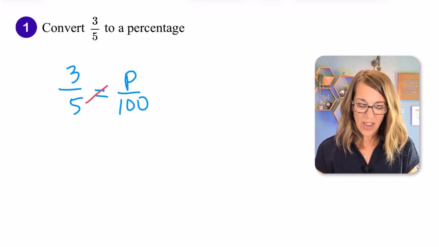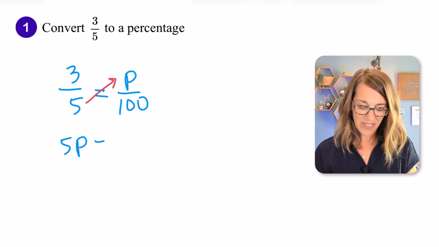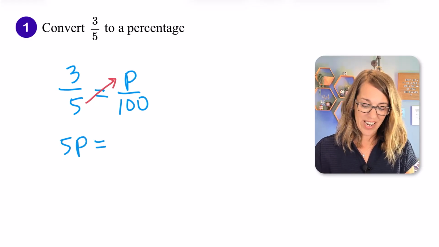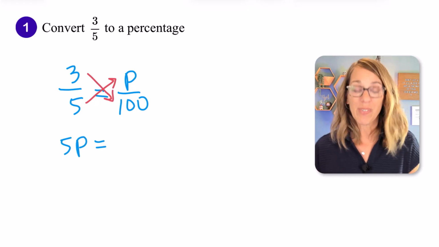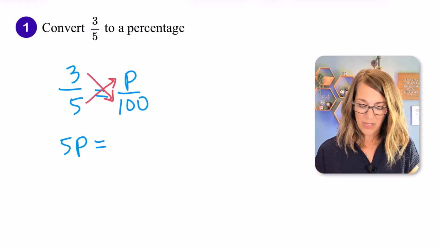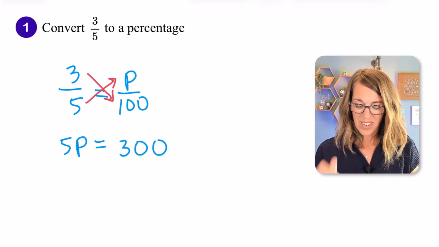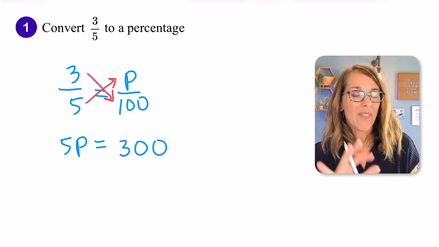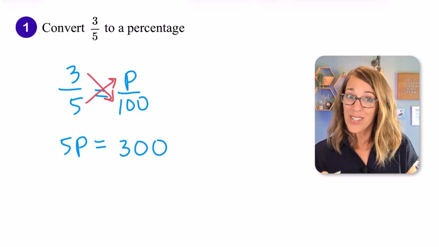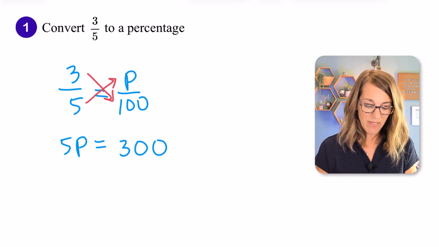So I want to do 5 times P, so I get 5P on the left. And then on the right, I want to do 3 times 100, so I'm going to do 300. And I want to get P all by itself. I'm solving for that percent value. So I'm going to divide both sides by 5 now.